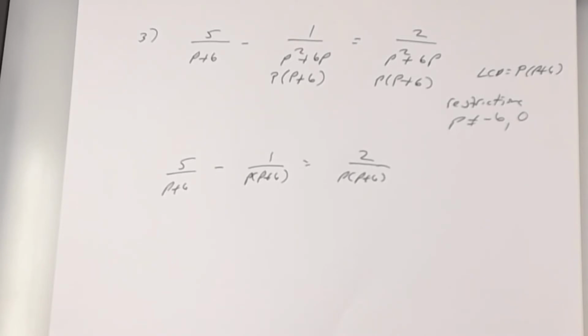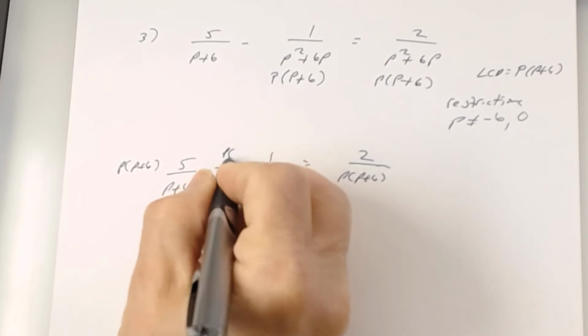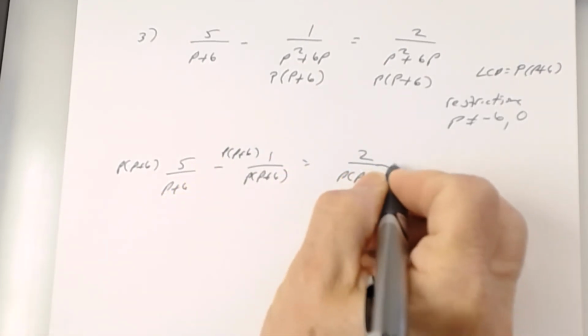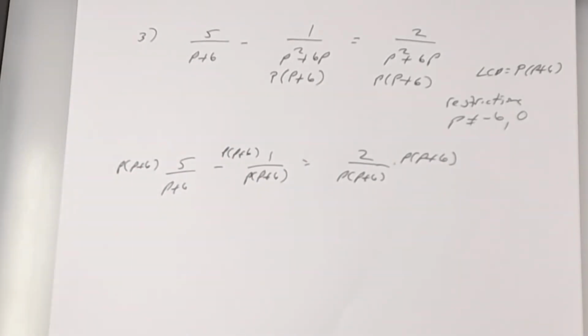Now what do I do to each of those fractions? Multiply by what? LCD, very good. So I get p times p plus 6, p times p plus 6, p times p plus 6. Okay? The next step is to reduce. So the next step is to get all those denominators with what factor? What should end up being in the denominator? 1. That's what should end up being in the denominator.